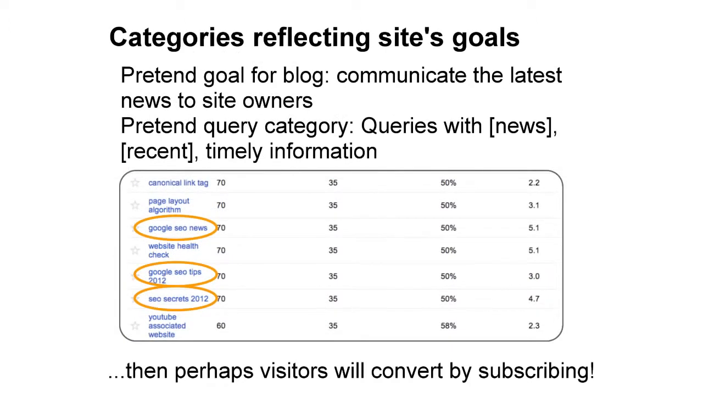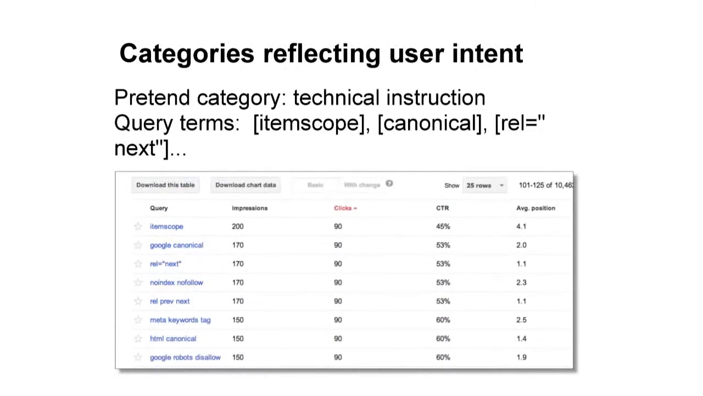Another category of queries that might be useful are those strongly correlated with conversion. If the goal of our Webmaster Central blog was to provide readers the latest in Google News for site owners, we might start categorizing queries that match this goal, like Google SEO Tips 2012 and Google SEO Secrets 2012. I might also notice that searchers use technical terms to find our site. So I might have another category on how our site performs for technical instruction.